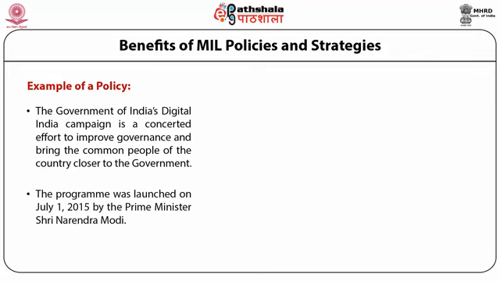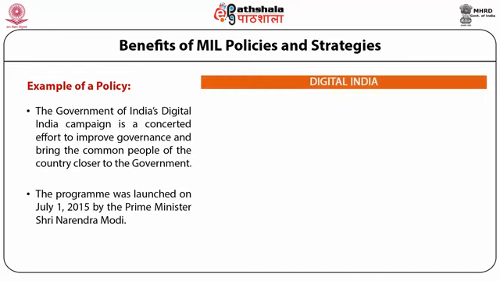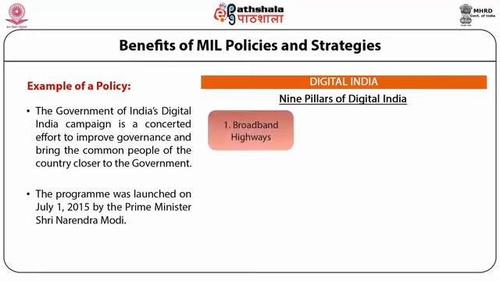Now, when we talk about this policy, it actually revolves around three key areas. One is providing internet as a core utility to every citizen. Second is governance and services on demand, and third is digital empowerment of citizens. But at the same time, there are 9 pillars of Digital India which are working in different directions. The first one is the broadband highways, which talks about making internet available. Second is universal access to phones, because there are still a number of villages which do not have access to phones. So, making the phone available to those people in such areas.